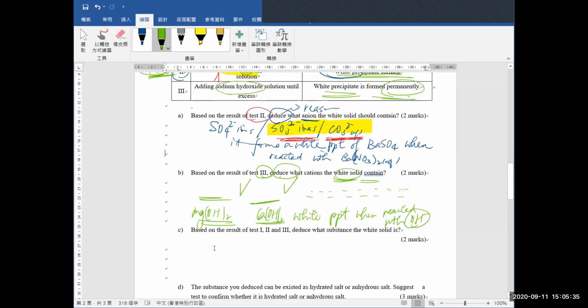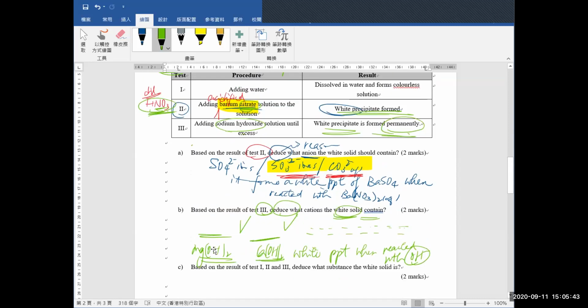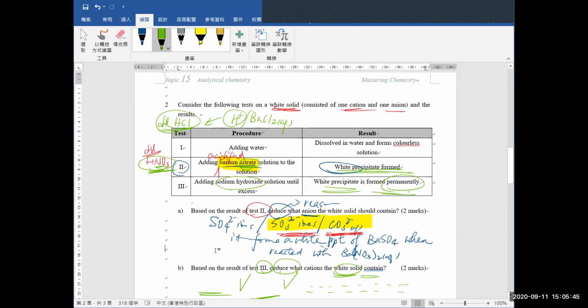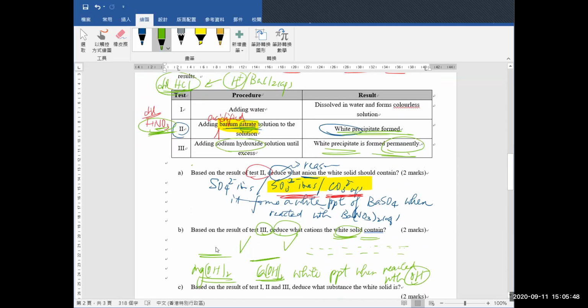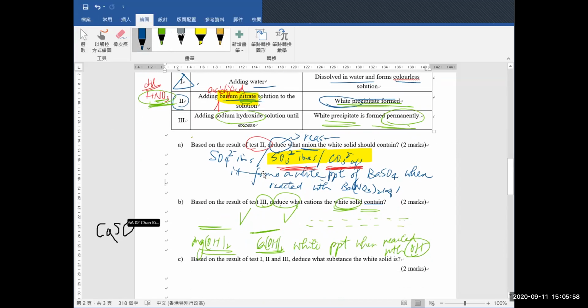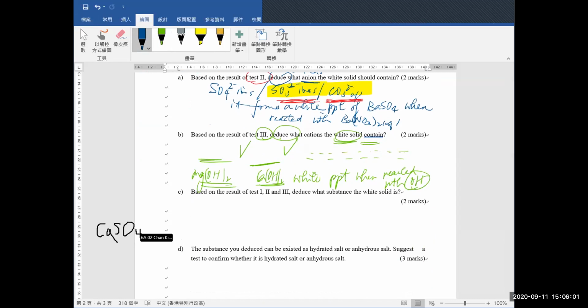So based on the results of test 1, 2, and 3, deduce what substance this is. Is it magnesium what? Based on all 3, together with this factor, adding water, dissolving in water to form a colorless solution, what can it be? It can be magnesium sulfate. Yep. Is it calcium sulfate? No, calcium sulfate doesn't dissolve in water. It's no. How about the third one?